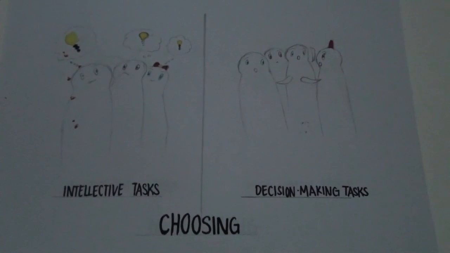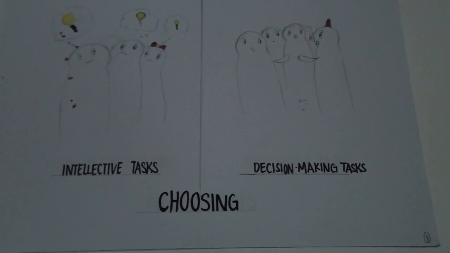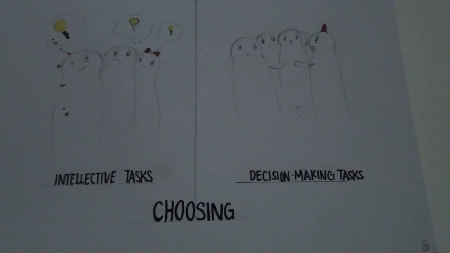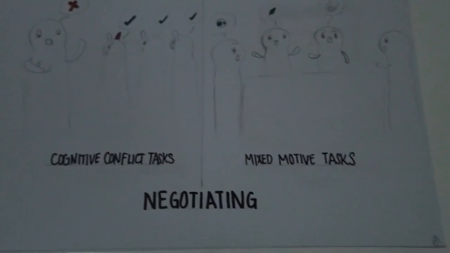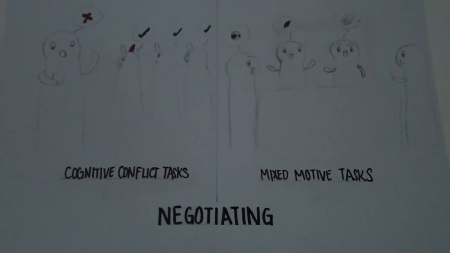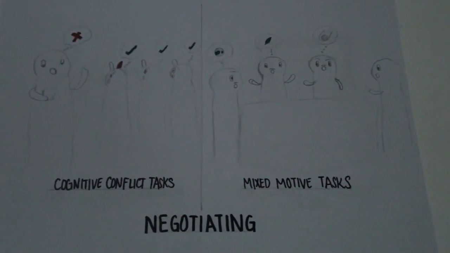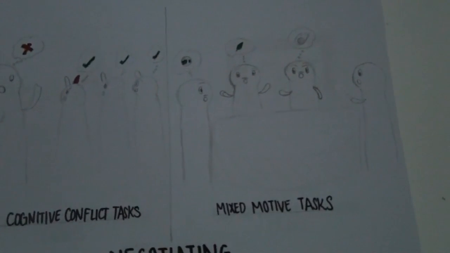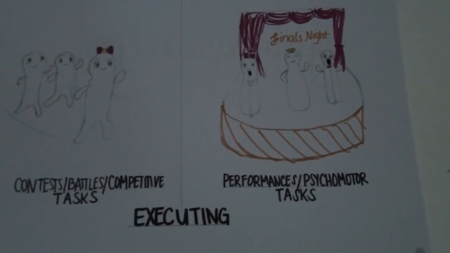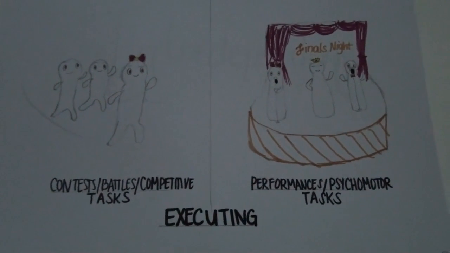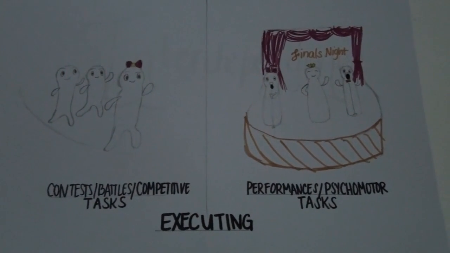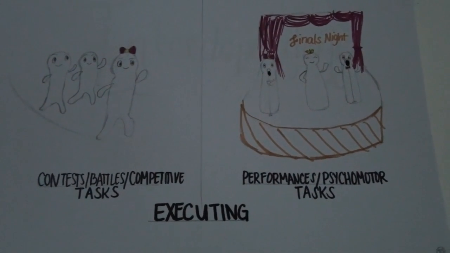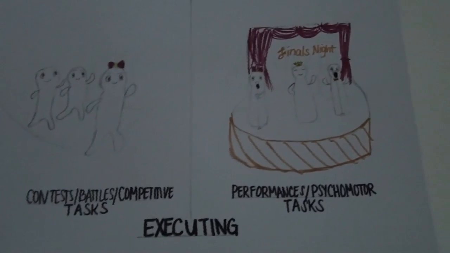The second one is choosing, where we select a solution. It is divided into intellective tasks which solve problems with correct answers, and decision-making tasks which decide on issues with no right answers. The third one is negotiating, where we arrange a solution to a problem. It is divided into cognitive conflict tasks which resolve conflict of viewpoint, and mixed motive tasks, which resolve conflict of interest. The last but not the least is executing, which is the act of carrying out a task. It is divided into contests, battles, and competitive tasks where we resolve conflicts of power, and performance and psychomotor tasks where we execute performance tasks.